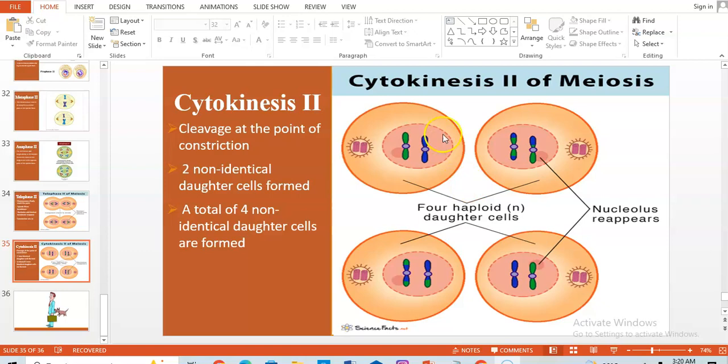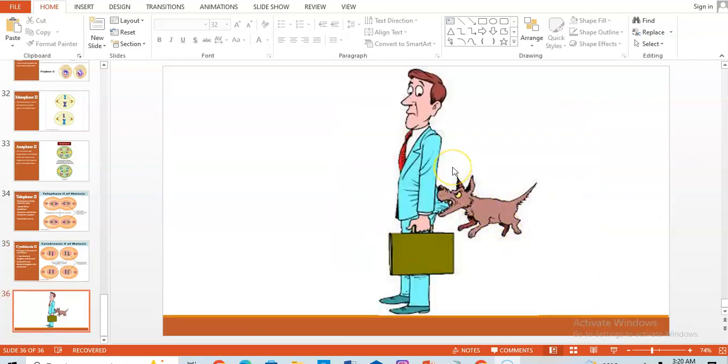The reason for that is at fertilization, the sperm cell and the matured oocyte come together and there will be a fusion of the nuclei. And when there is a fusion, the 46 number will be restored, the diploid number will be restored. So that's it for this class.